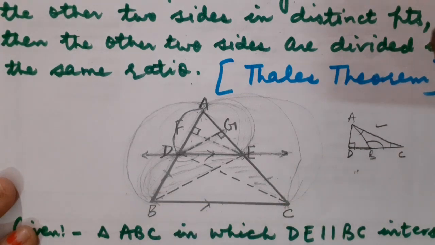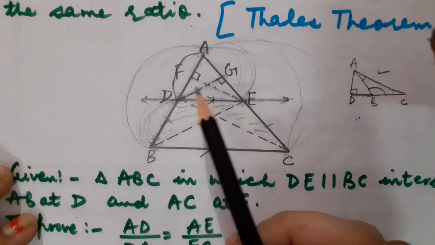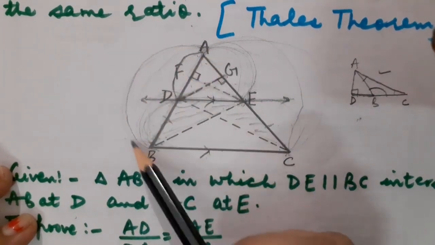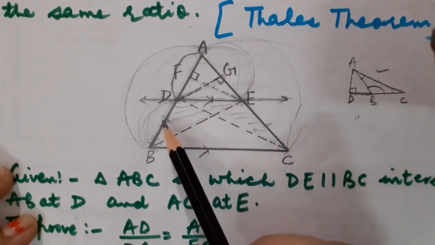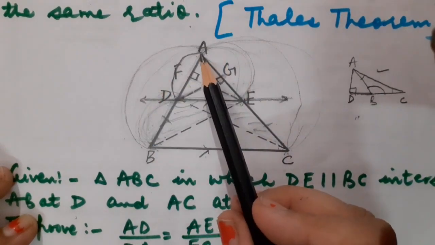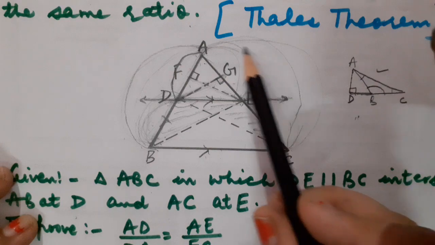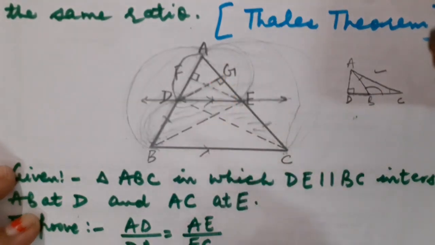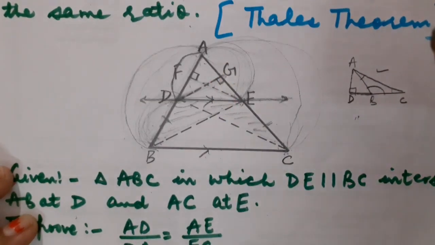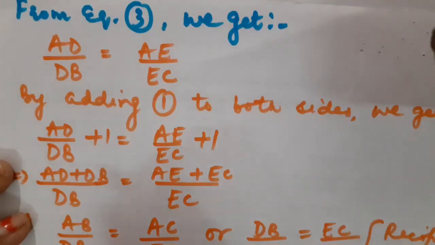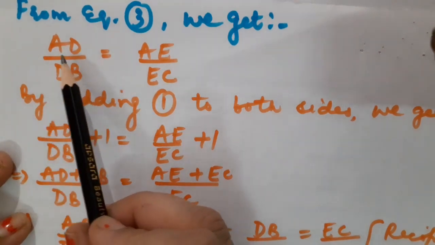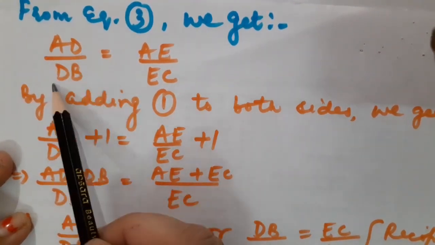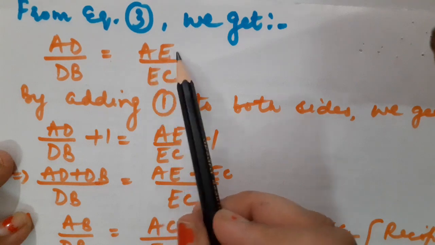Correct, children? Now I am going to prove BD upon AB is equal to CE upon AC. Means this smaller part divided by the complete side and this smaller part divided by the complete side. We can prove any, okay, and we can use all also while solving the questions. So children, the result which I got from BPT, that was AD upon DB, that is smaller upon smaller, is equal to AE upon EC.